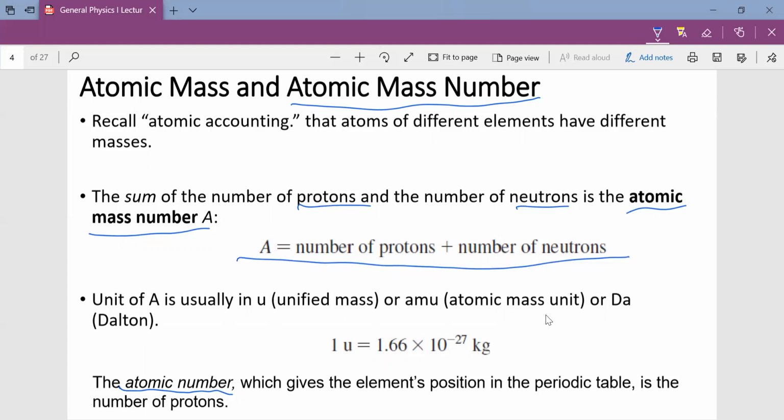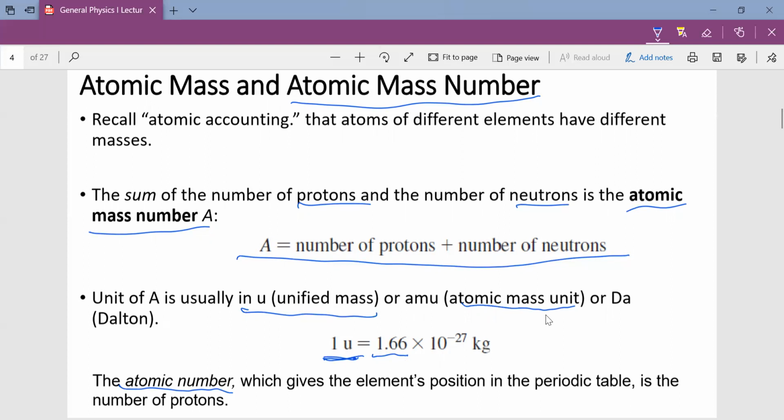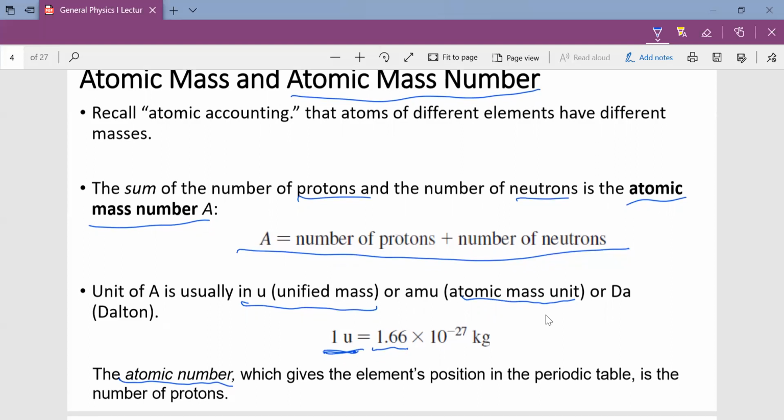And it has the unit U, which we call the unified mass. Sometimes it is expressed as the atomic mass unit, and sometimes as Dalton. But whichever expression, we can convert one to the other. Because it's talking about mass, we have the basic standard conversion that 1 U is equal to 1.66 times 10 raised to the power minus 27 kilogram. We should note this because we usually apply it to calculation problems.